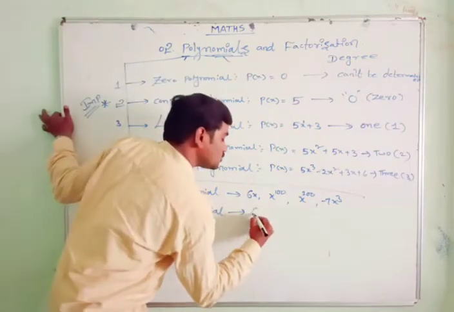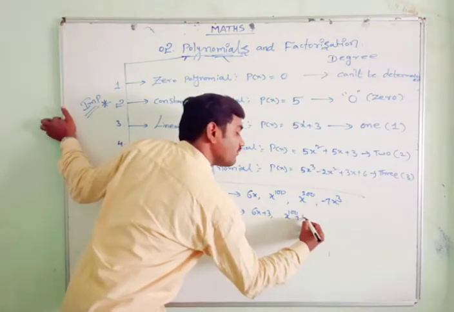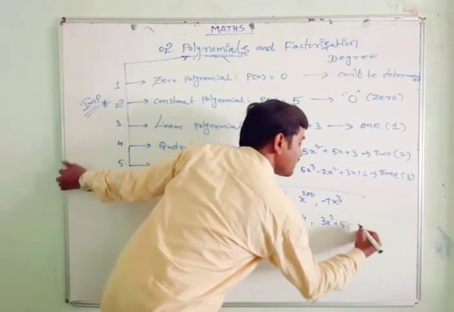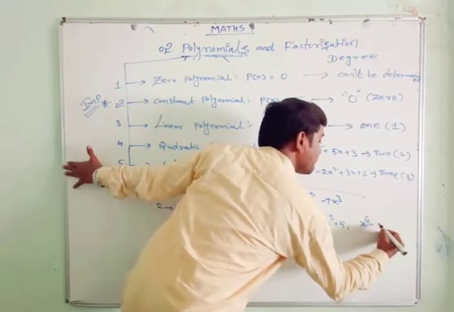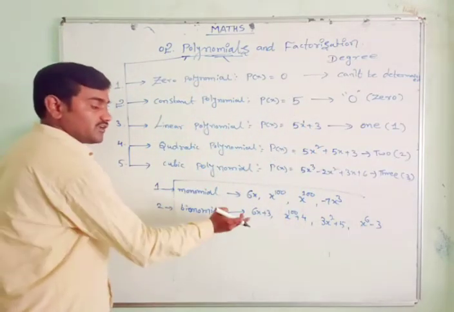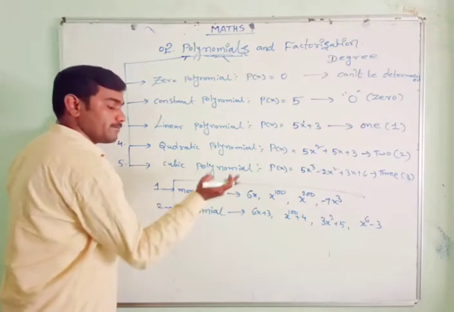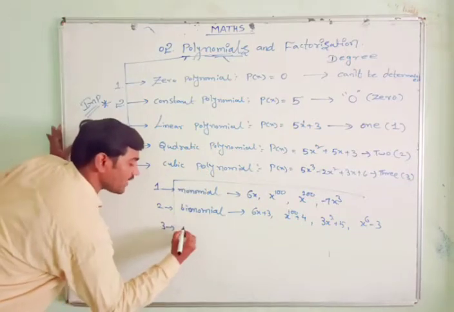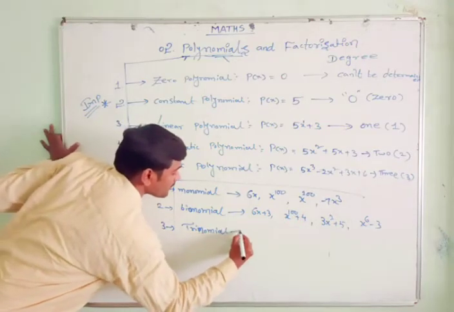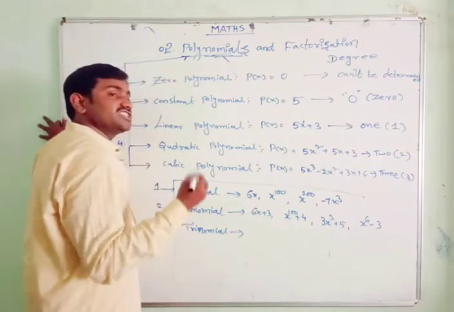If an algebraic expression contains two terms, like 6x plus 3, or x to the power of 100 plus 4, or 3x to the power of 2 plus 5, or x to the power of 6 minus 3, whatever, these all contain two terms. If an algebraic expression or a polynomial contains only two terms, it is known as a binomial. Next, you all know, trinomial. Simple, if an algebraic expression contains three terms, it is known as a trinomial.